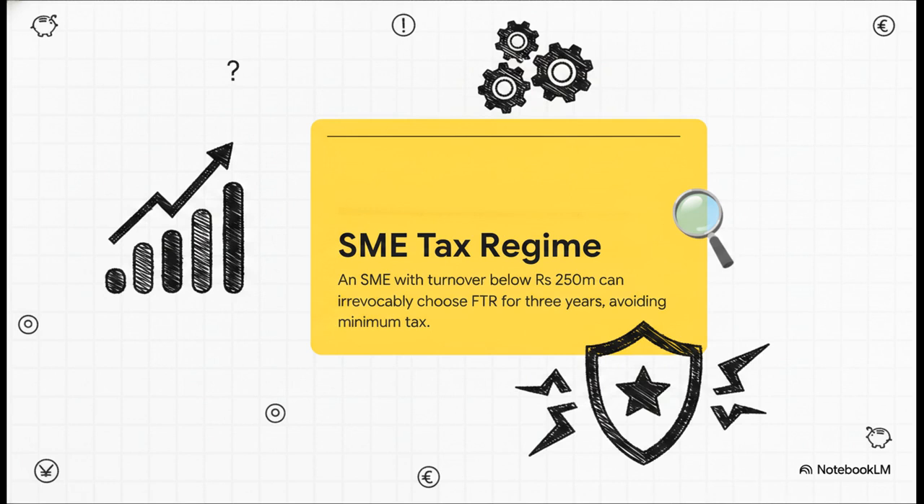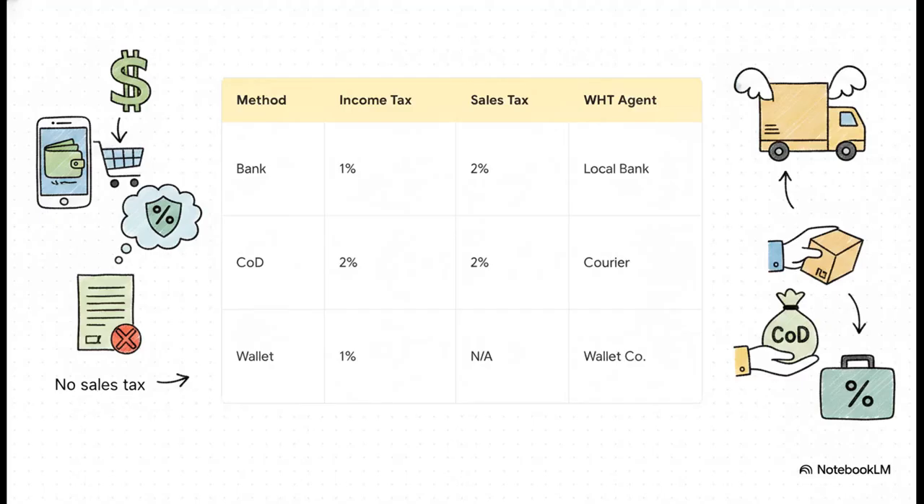If an SME's turnover is sitting below 250 million rupees, they can lock into this path for 3 full years. No surprises. And best of all, it acts as an absolute shield against minimum tax, which frees up massive amounts of working capital.